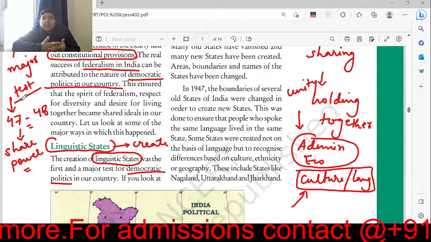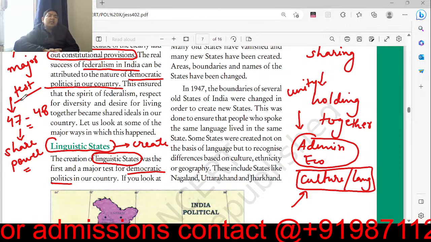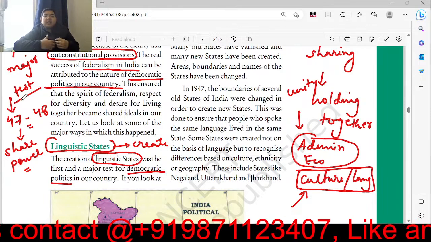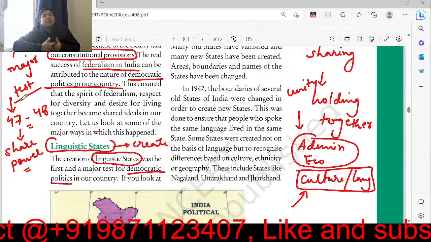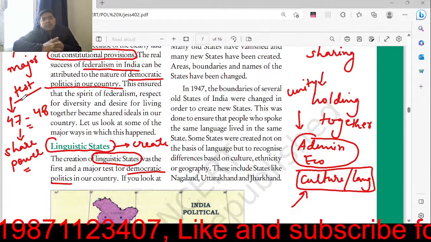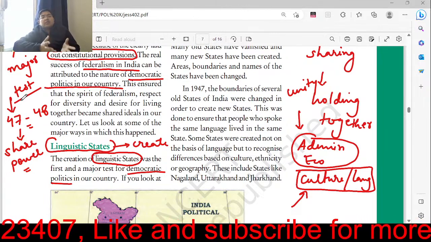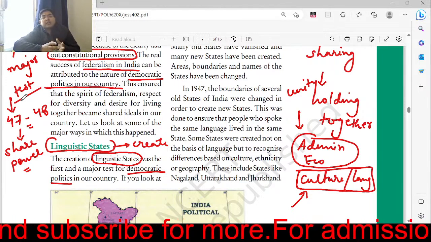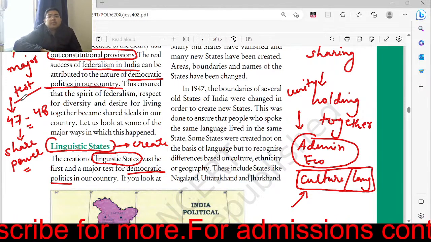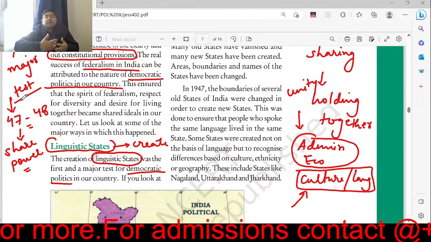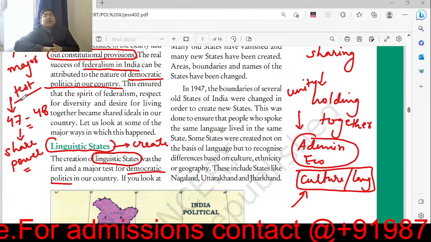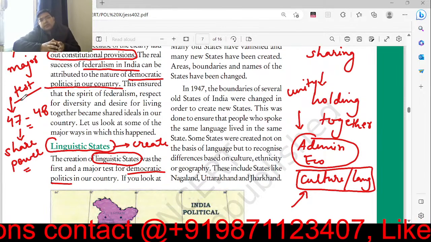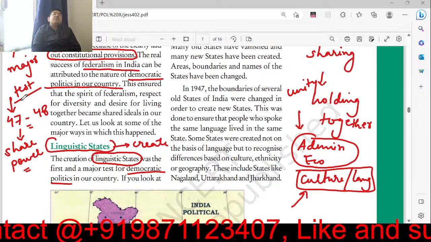So, by creating linguistic states, what the leaders, or what the early governments did, is that they ensured that people were part of the process. But it was not only the language on the basis of which we have created the states. There are also different reasons for creating states. States have been created in India on the basis of culture, ethnicity, geography. If you look at states like Nagaland, Uttarakhand, Jharkhand, they are not solely states because of the language. There are other factors also.